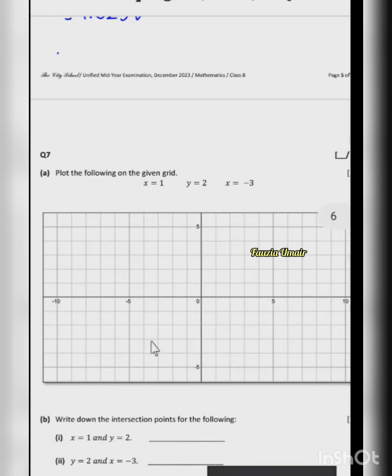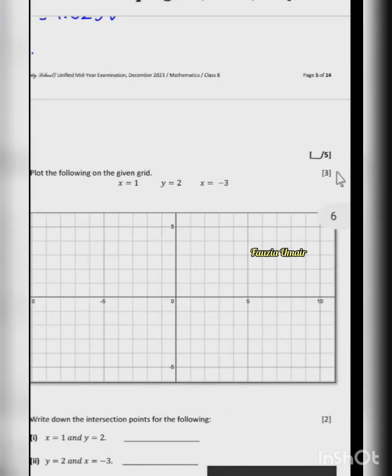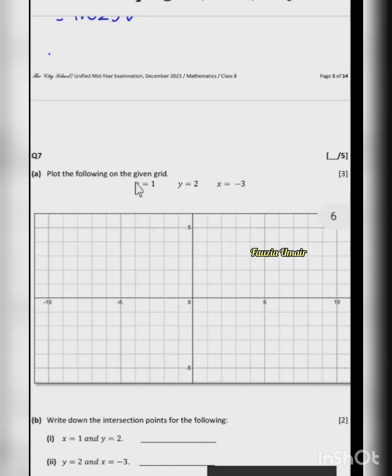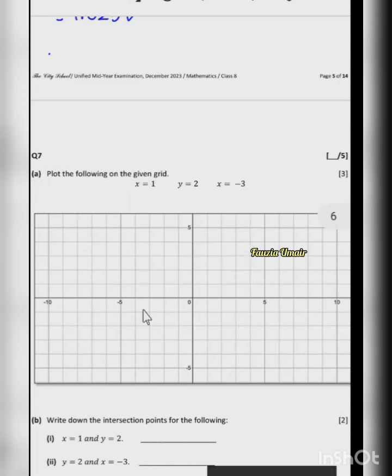All right. So question number 7 is, plot the following on the given grid. X is equal to 1, and interestingly, there are 3 marks for the first part for only plotting the following on the grid. So can anyone tell me, x is equal to 1, what do you think? Is it a point or a line? It is a point.